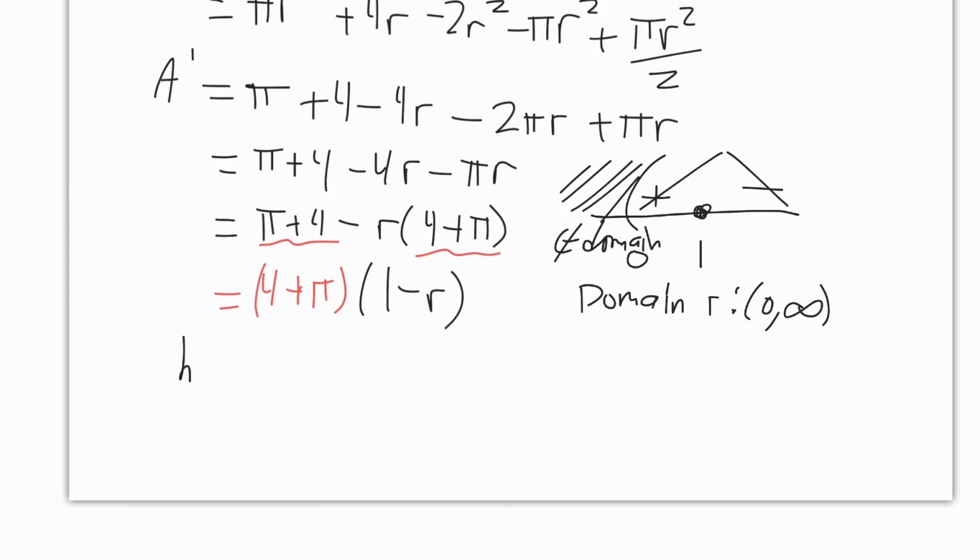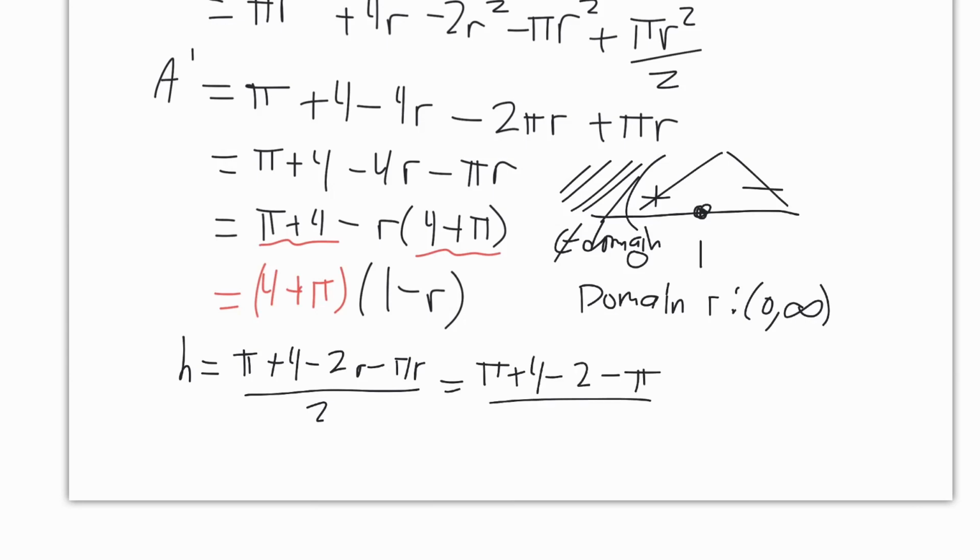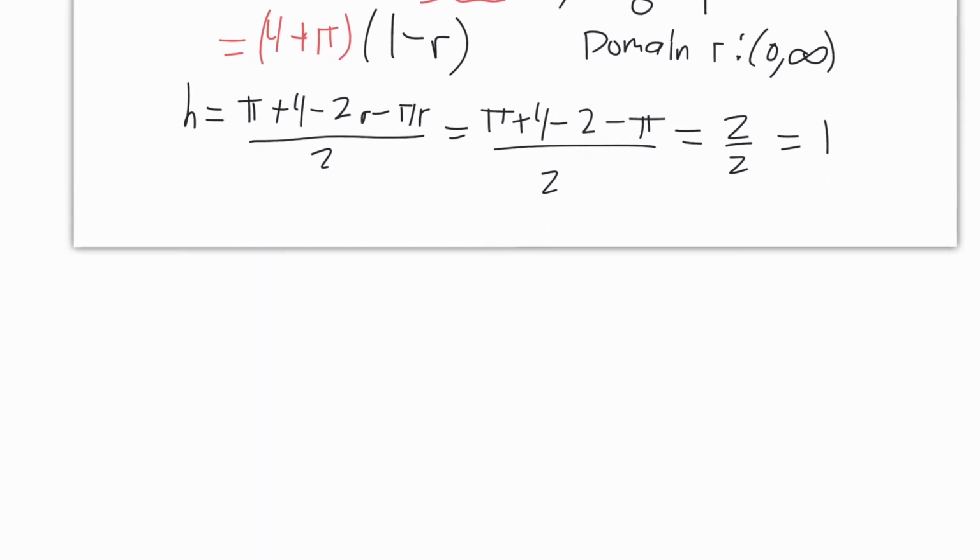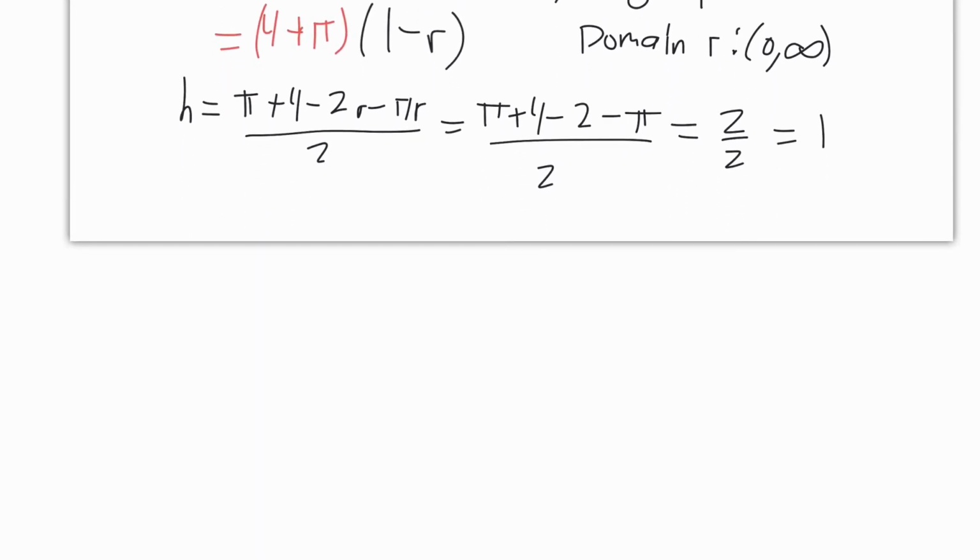We can solve for h. H we know is equal to pi plus 4 minus 2r minus pi r over 2, which is pi plus 4 minus 2 times 1 is 2, and then minus pi over 2. So the pi's actually cancel, which is again wonderful, and we just end up with 2 over 2, which is also 1. Again, like I mentioned, there tends to be symmetry to these types of problems. Not always, but often you'll get symmetrical arguments like that.